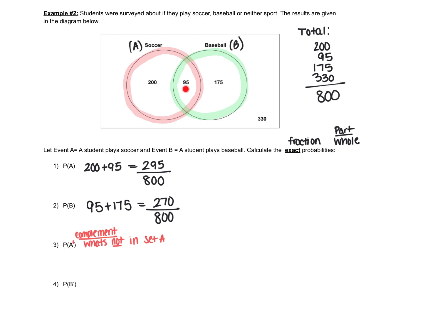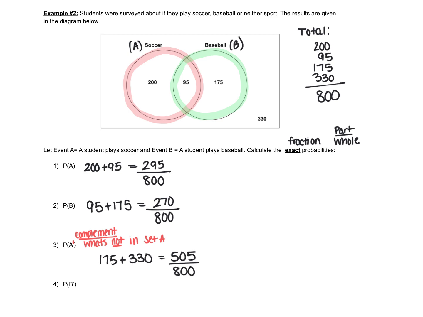So we can't use the 95 because those people play both. We can't use the 200 because that's only soccer. So it's either going to be the 175 or the 330. The 175 is baseball only, and the 330 is neither. So we need to do 175 plus 330, and that'll give us 505. And we need to divide that by the grand total yet again, which is 800.